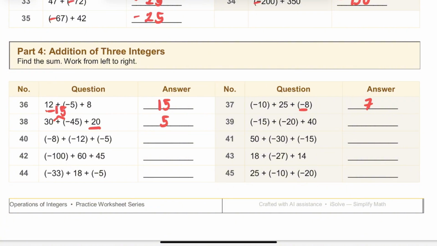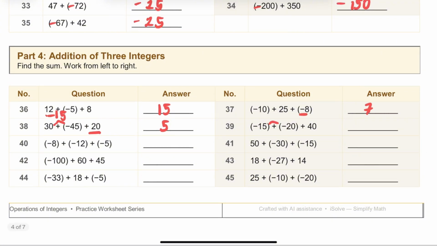Okay, so number 39. We have negative 15 plus negative 20. Now we add them as usual because they both have minus signs. So 15 plus 20 is 35, and it's going to be negative. And then negative 35 plus 40, different signs, so we're going to minus them. 40 minus 35 is 5, and then the sign of the bigger absolute value is positive, so our answer will be positive.